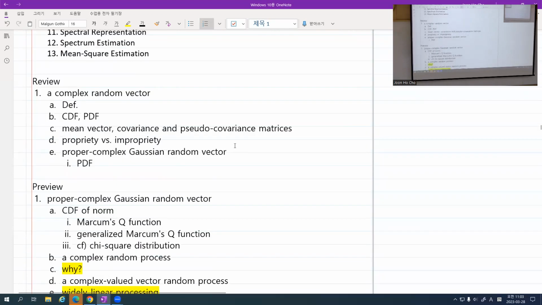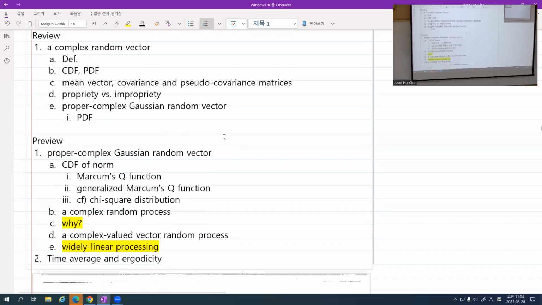Review. We were studying complex random vector. And before, we studied complex random variable. And today we will be seeing more about the proper complex Gaussian random vectors. And then we are going to study the complex random processes, especially with emphasis on proper Gaussian random processes. And then we will see the definition of complex vector valued random process. Many of you already guess what it would be.